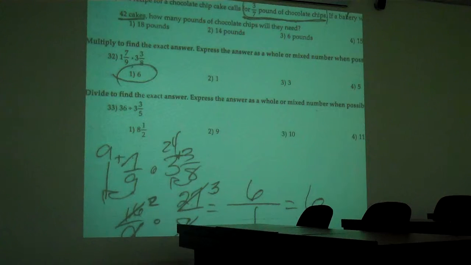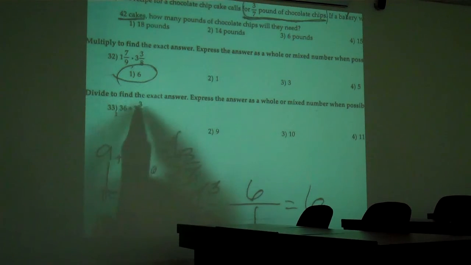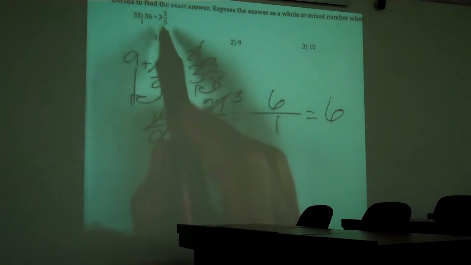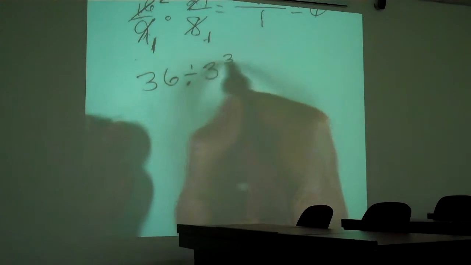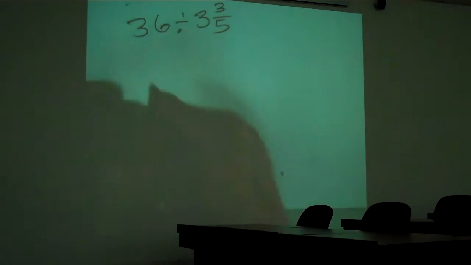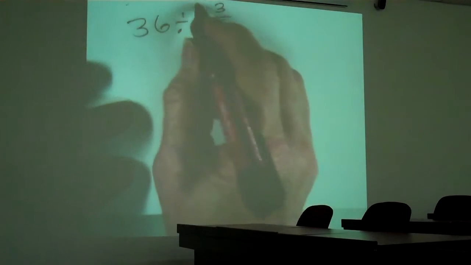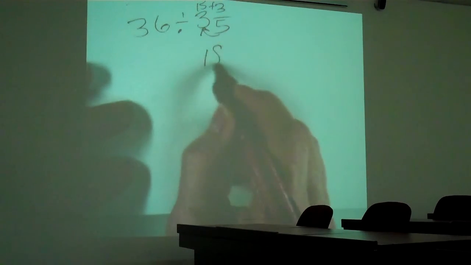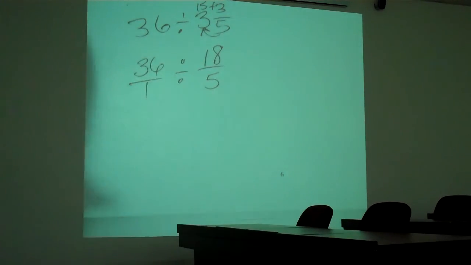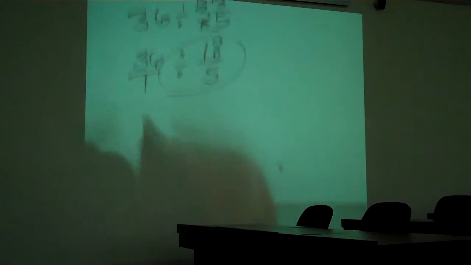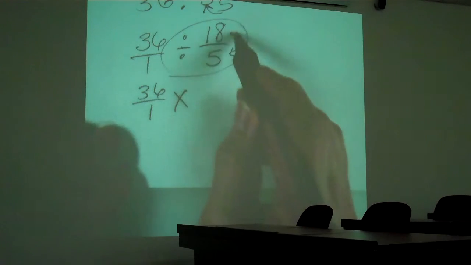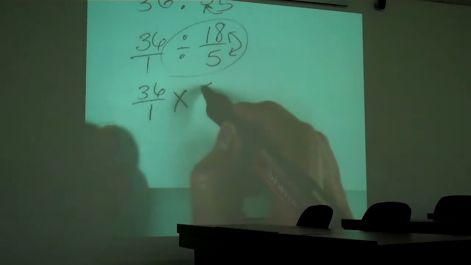Number 33. 36 divided by 3 and 3/5. Okay, what are we going to do with the numbers first? 5 times 3, 15 plus 3, 18 fifths. 36 over 1. We need to leave our 36 over 1 like it is. Change it to multiplying by the reciprocal. 5 on top, 18 on bottom.